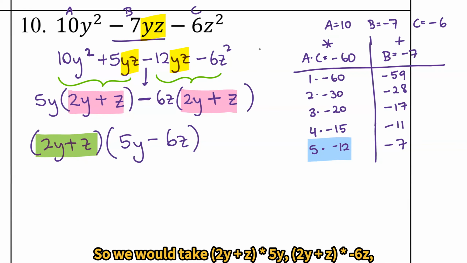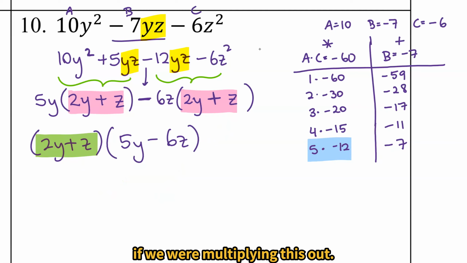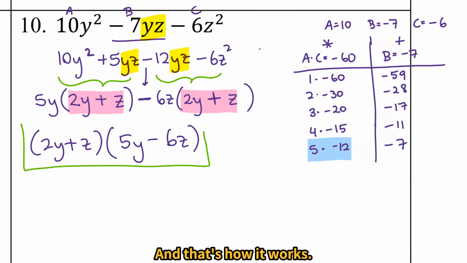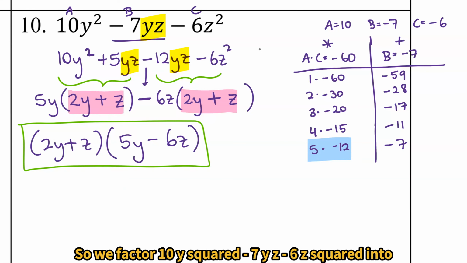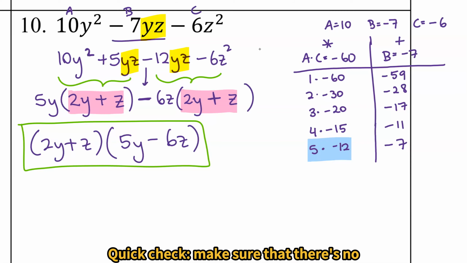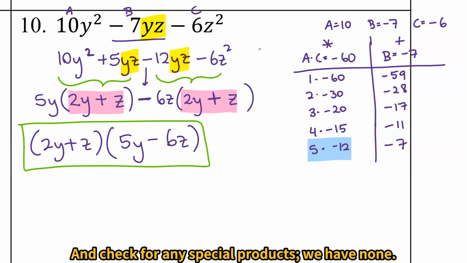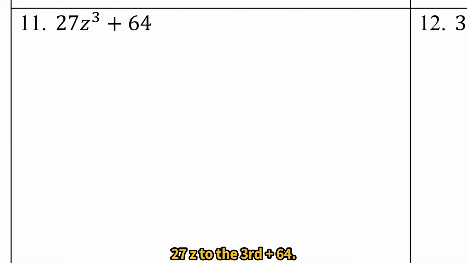So we would take 2y plus z times 5y, 2y plus z times negative 6z, and we would end up with the step right above us if we were multiplying this out. And that's how it works. So we factor 10y squared minus 7yz minus 6z squared into 2y plus z times 5y minus 6z. We do a quick check, make sure that there's no other common factors showing up in the parentheses, and they're all relatively prime. And check for any special products. We have none. Now let's take a look at number 11, 27z to the third plus 64.